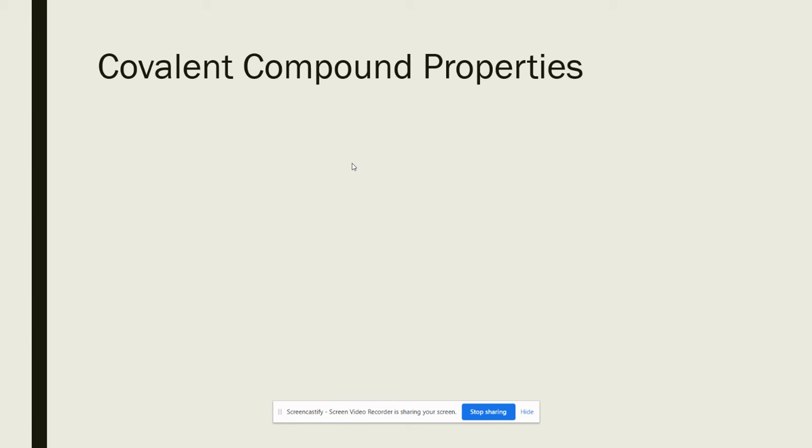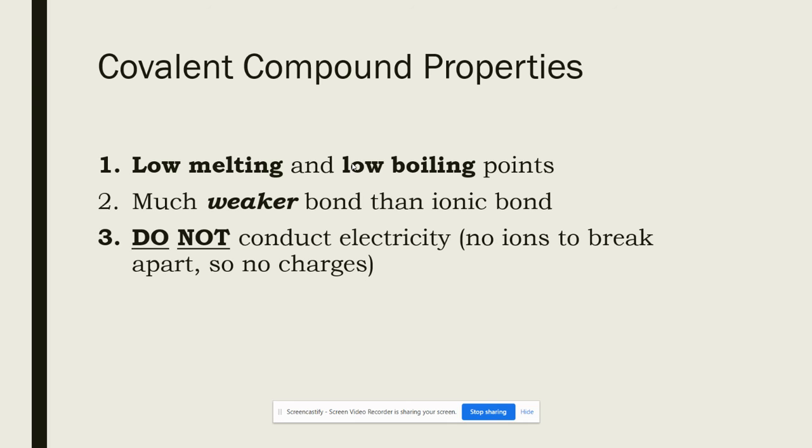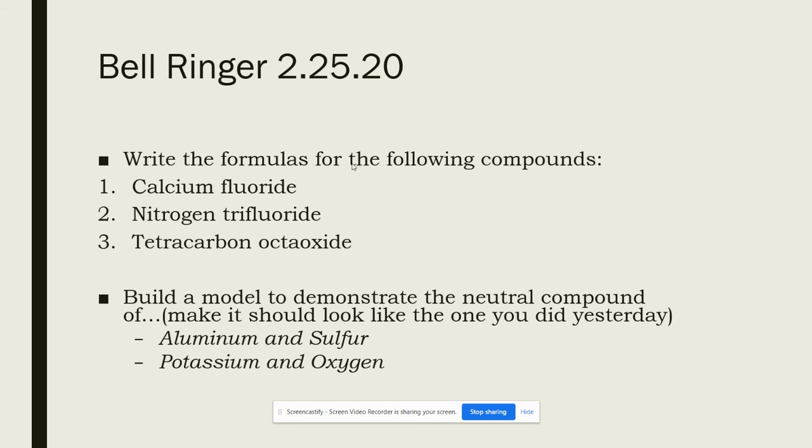And then we get into properties of covalent bonds. And so covalent bonds have low melting and boiling points. They're weaker than an ionic bond because they don't have that positive and negative pull. They're not going to conduct electricity, so there's no ions to break apart, so there's not going to be charges. They're not going to dissolve well in water, okay?